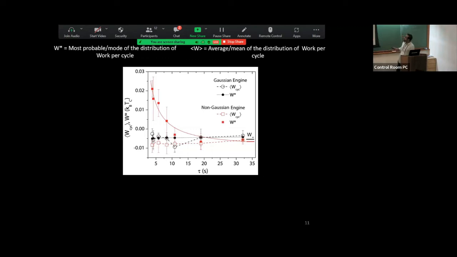But for the non-Gaussian engine, you can see, although the average work stays flat at the Stirling saturation work, the most probable one, however, decreases in magnitude and crosses 0 below tau equals 10 seconds. This decrease in the magnitude of the most probable work must be associated with the irreversibility. And this irreversibility is due entirely to the non-Gaussian statistics.